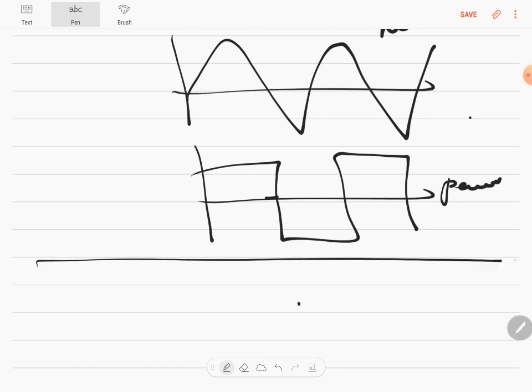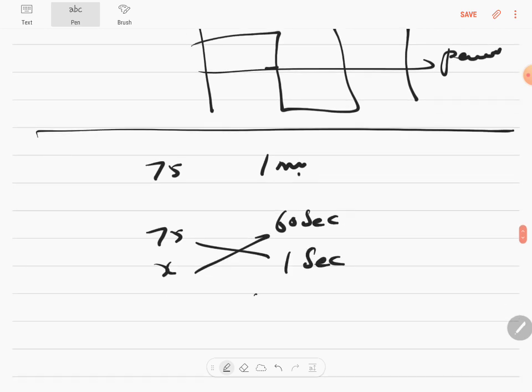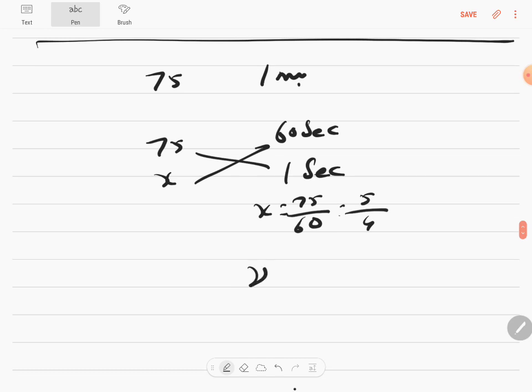Then we did a sum here where they said a human heart is found to beat 75 times in a minute. When they say 1 minute, we write it as 75 times in 60 seconds. Therefore, 1 second, how many times will it beat? So x will be 75 by 60. 15 5 is 75, 15 4. So 5 by 4 will be the frequency.